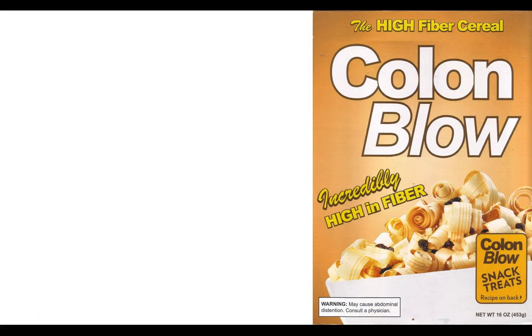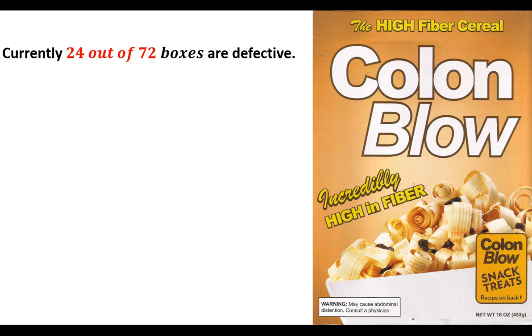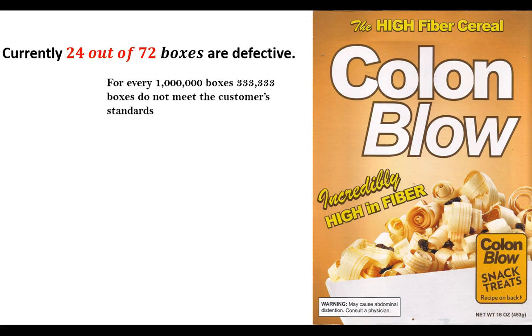Now instead, what we had seen was that 24 out of 72 boxes were actually defective. Which essentially is 1/3 of the boxes were coming in outside of that range, outside of that window of 14.8 to 17.2. So what that meant was, when we did a little bit of math, for every 1 million boxes, 333,000 were actually not acceptable boxes as far as our customers were concerned.